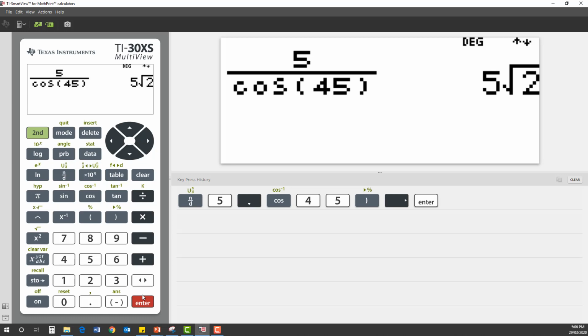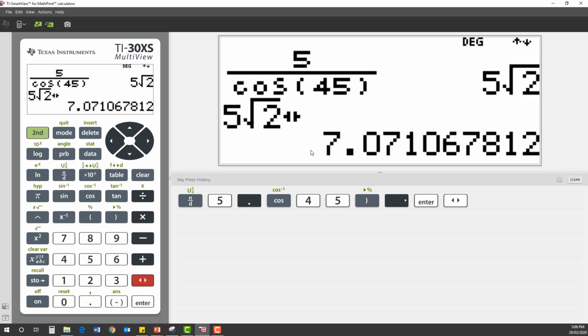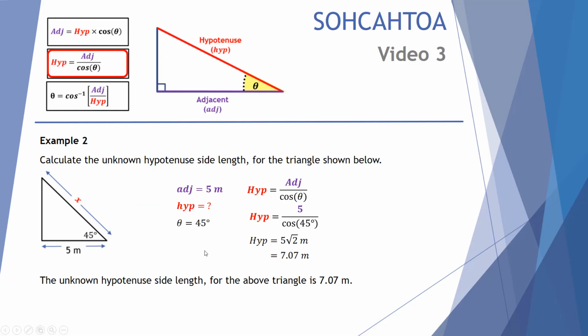So the answer we get here is 5 root 2. That's in surd format, what we call exact format. I'd like the decimal, so I'm going to press my convert button. Okay, so the side length we get here is 7.07 meters. So finally, to answer this question, the unknown hypotenuse side length for the above triangle is 7.07 meters.